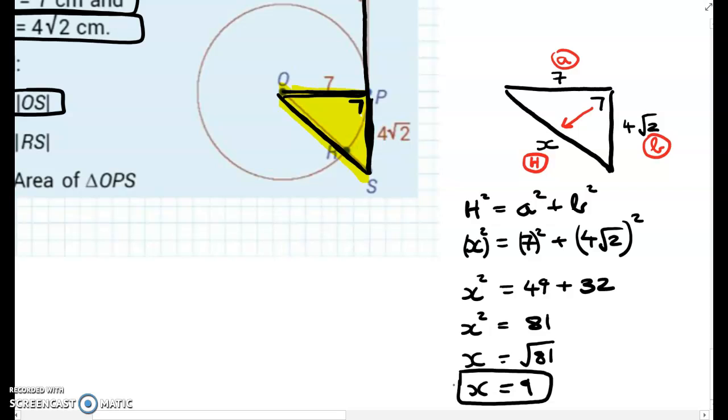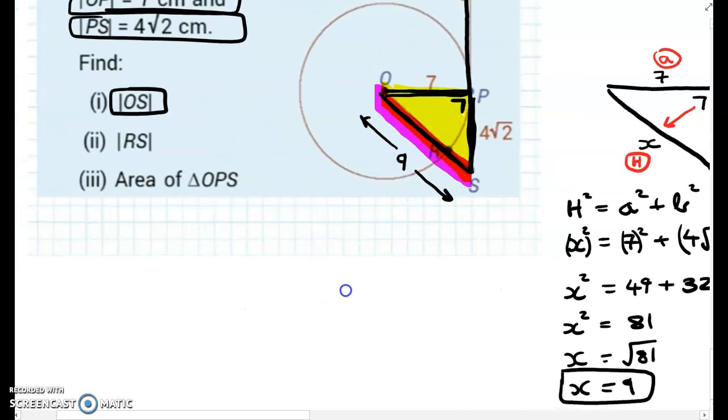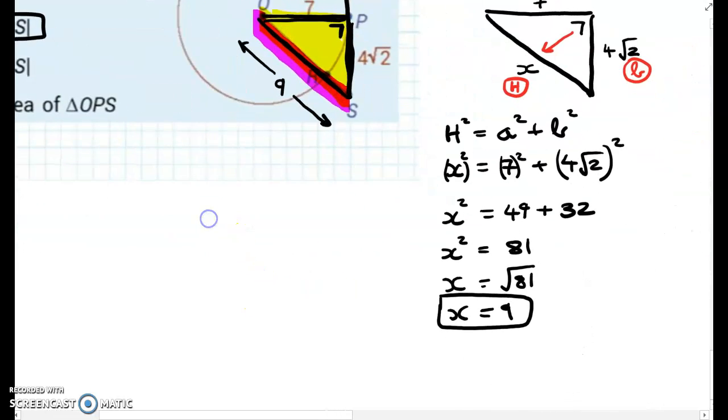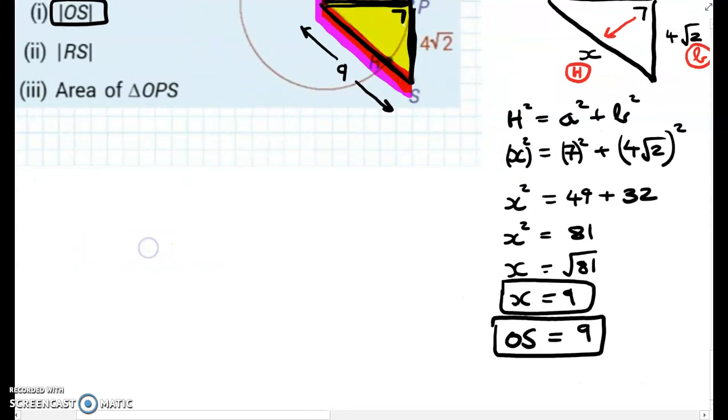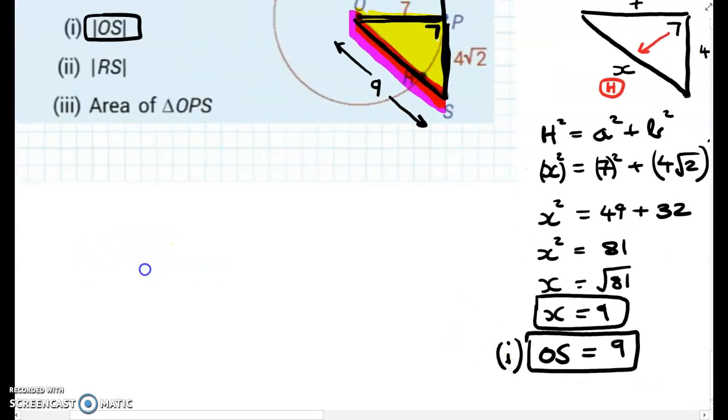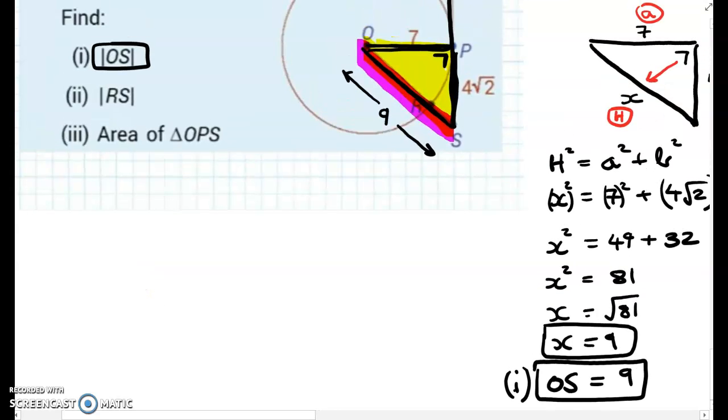So now we have this part of the triangle here, down along, all the way down to there. We know now that it's 9. And that's OS, by the way. So there's no harm to write that in. OS equals 9. Rather than x is equal to 9. Because that's the first part of the question. That's part 1. Now part 2, we're looking for RS.